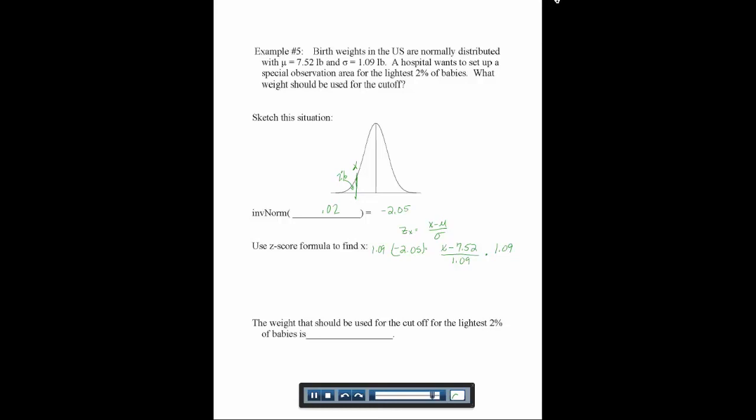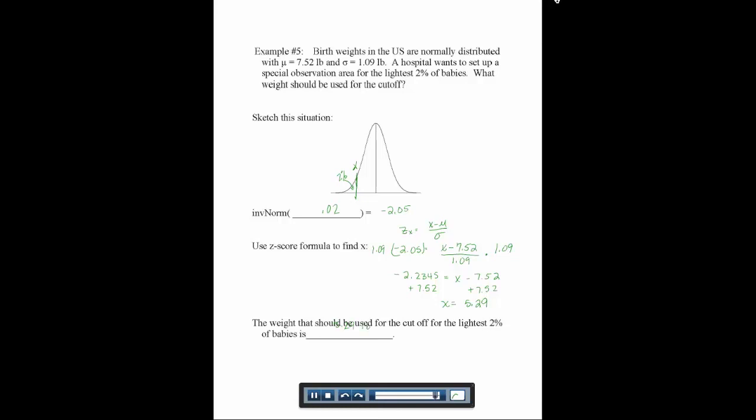So that gives us negative 2.2345. And then we're going to add 7.52 to both sides. If we round to 2 decimal places, we get x is equal to 5.29. So the weight that should be used for the cutoff for the lightest 2% of babies is 5.29 pounds.